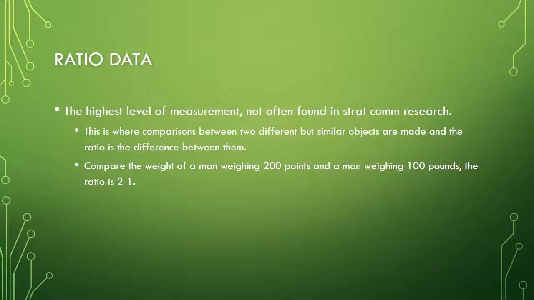A ratio would be to compare the weight of a man weighing 200 pounds and a man weighing 100 pounds, and the ratio is 2 to 1. Most of us don't like getting into things that are beyond that. There are 5/8 splits and other ratio numbers that are very common but a little more confusing. So if you understand ratio data is comparing differences of things that are similar but not quite alike, I think that will help you. Again, we don't use this that much in StratCom.